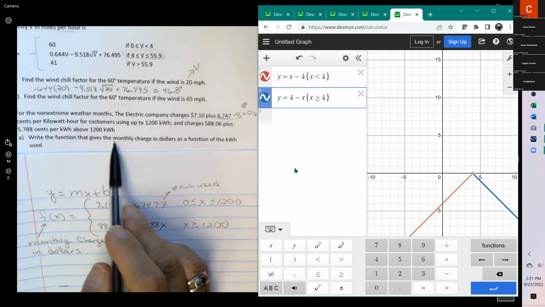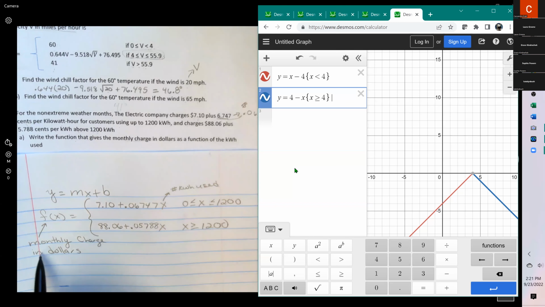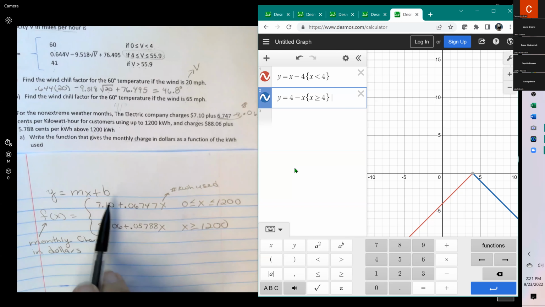Right, the function that gives monthly charge. And we converted everything to dollars, so it's in dollars. If we would have converted everything to cents, then it would have said in cents. Any questions on that part?